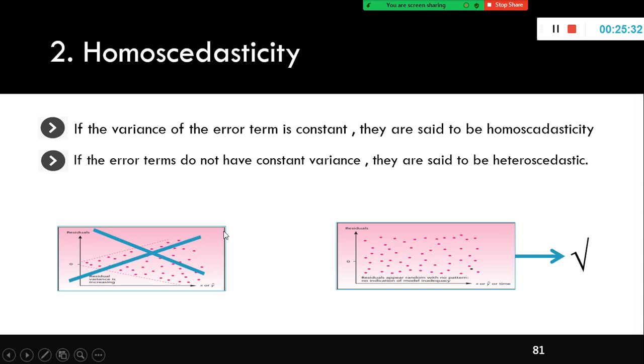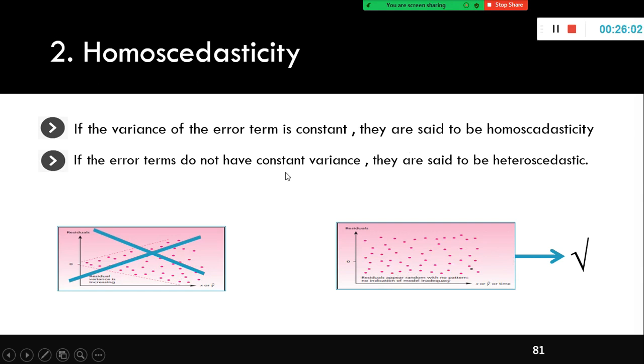Statistical tests are more reliable. Sometimes the pattern may confuse you. But if you look at this kind of plot, it is good. As the value of x increases, the error is somewhat constant, whether the x value is small or big. It is not going up or going down.